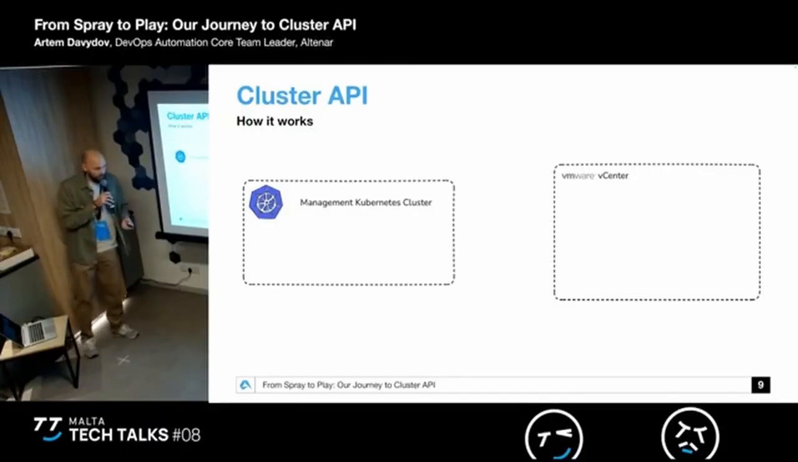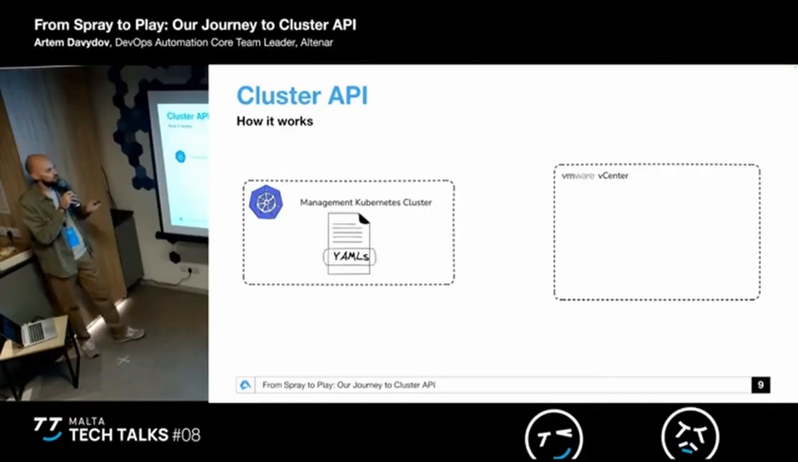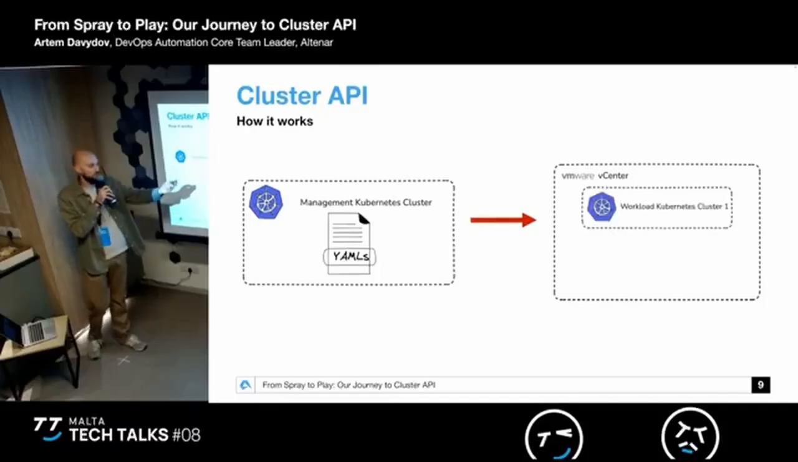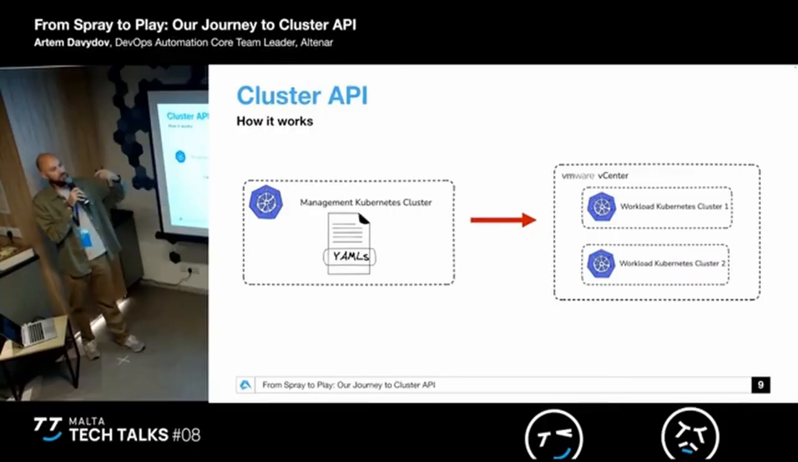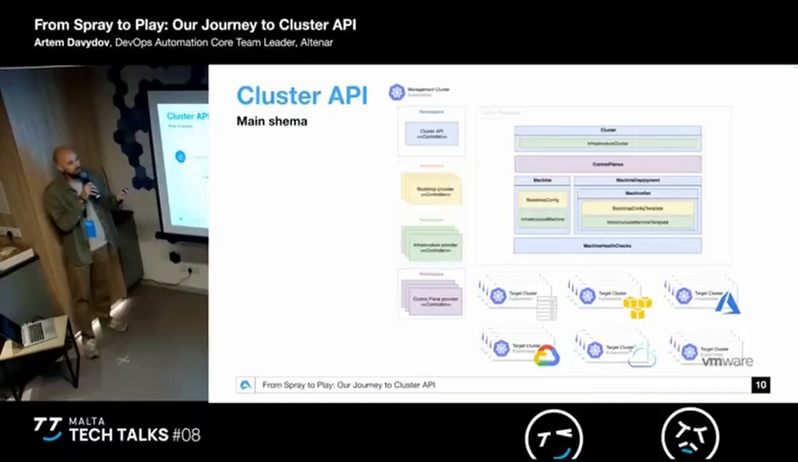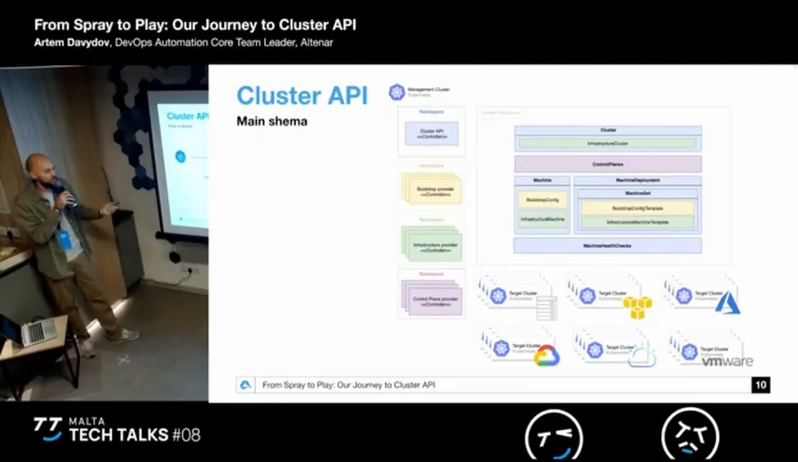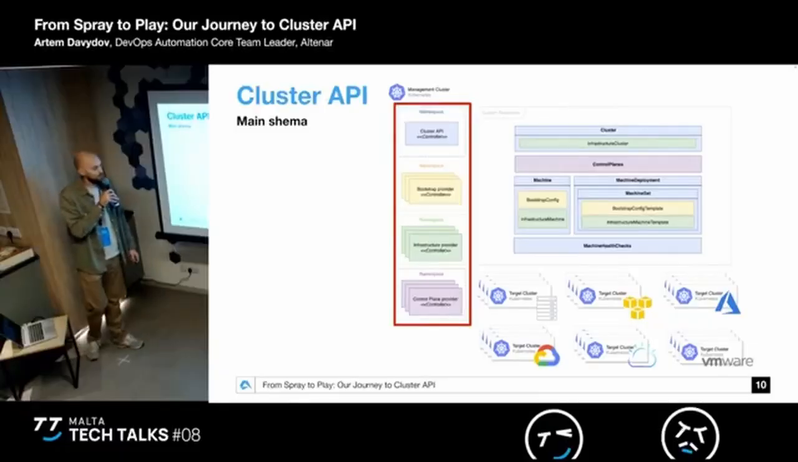How does it work? I created a small schema of how it works. So, for example, you have a management cluster and VMware vCenter, in which we want to have our new workload clusters. So you apply YAMLs, for example, and the management cluster with its core controllers creates 1 or 2 workload clusters in vCenter, or maybe in GCP or something like that.